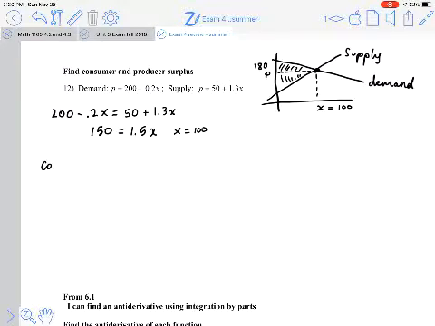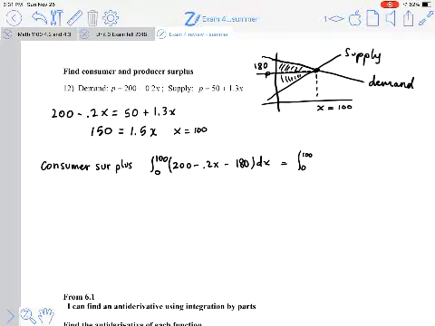Now consumer surplus, if we're going to find the area underneath demand and above that price point of $180, then we're going to be finding an integral from 0 to 100. The upper function is demand, which is 200 minus 0.2x, and then we subtract the lower function, which is 180. So 200 minus 180 is 20, so this is 20 minus 0.2x.